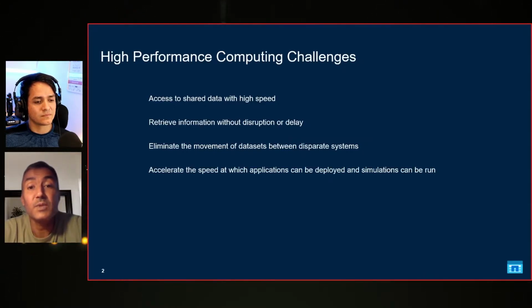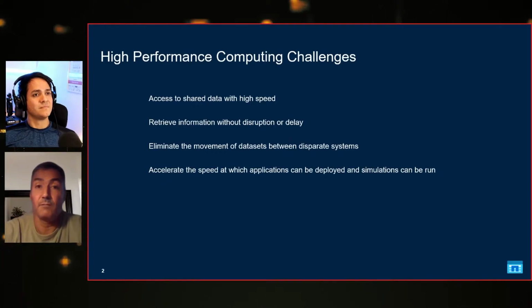Accelerate the speed at which applications can be deployed and simulations can be run. Once again, thanks to the high performance, high throughput, high IOPS and the sub-millisecond latency of Azure NetApp Files, you will run your simulations and deploy your applications at high speed and quite efficiently.